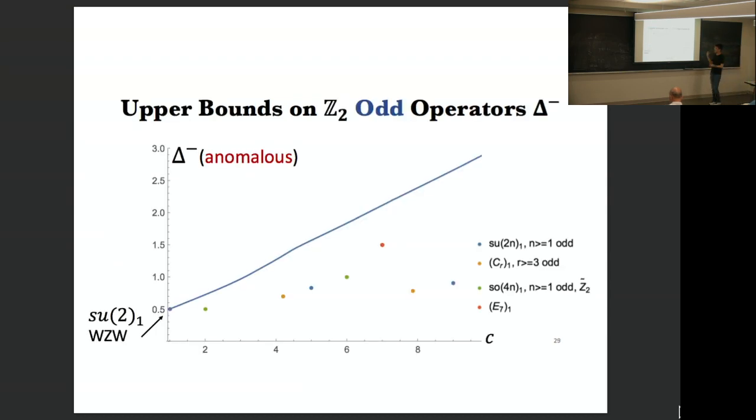So when the Z2 is anomalous, this is what the numerical bound looks like. The horizontal axis is the central charge. I'm assuming c left equals c right. And the vertical axis is the bound on the lightest Z2 odd operator. Delta minus is the scaling dimension of this operator. So the way to read this plot is that you fix a central charge, let's say 6, then for all 1 plus 1D bosonic CFTs with the anomalous Z2 global symmetry, the first Z2 odd operator has to be within this range. It cannot be higher.